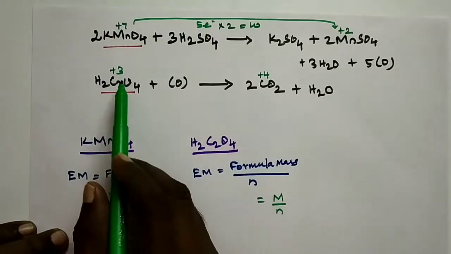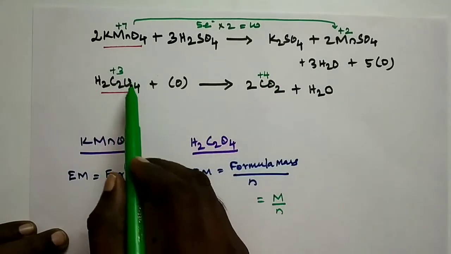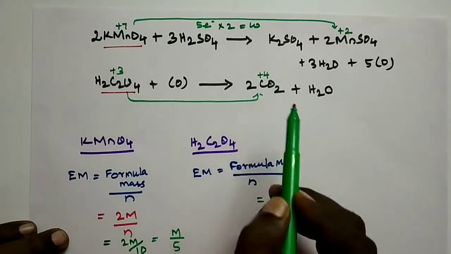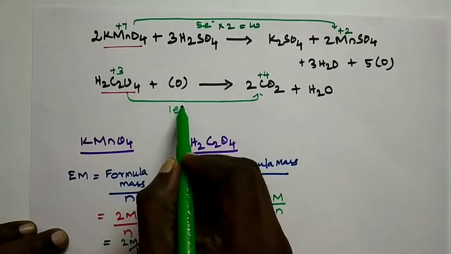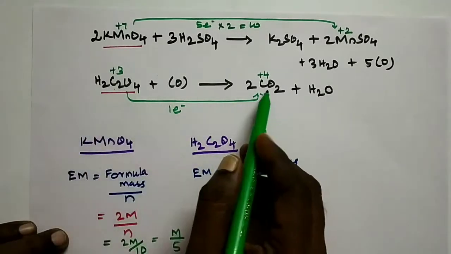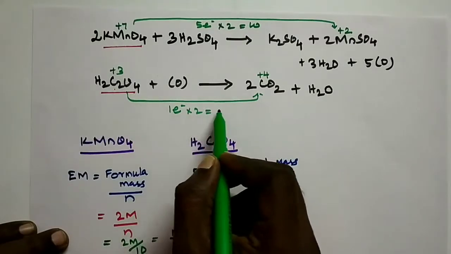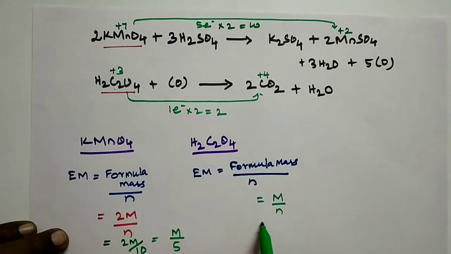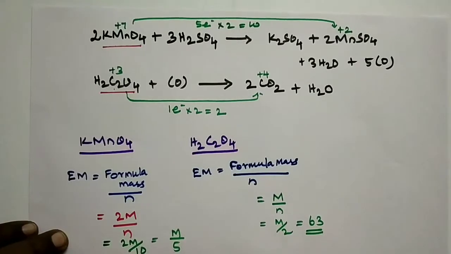So here it is plus 3, here it is plus 4. What is happening? 1 electron is lost. But actually there are 2 carbons, so 1 into 2 is equal to 2. So N is equal to 2 here. So M by 2, it is almost 63. The equivalent mass of oxalic acid here is 63.